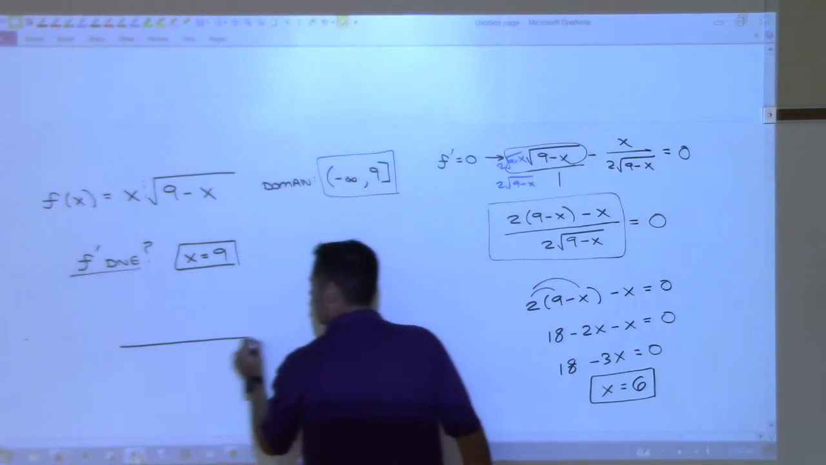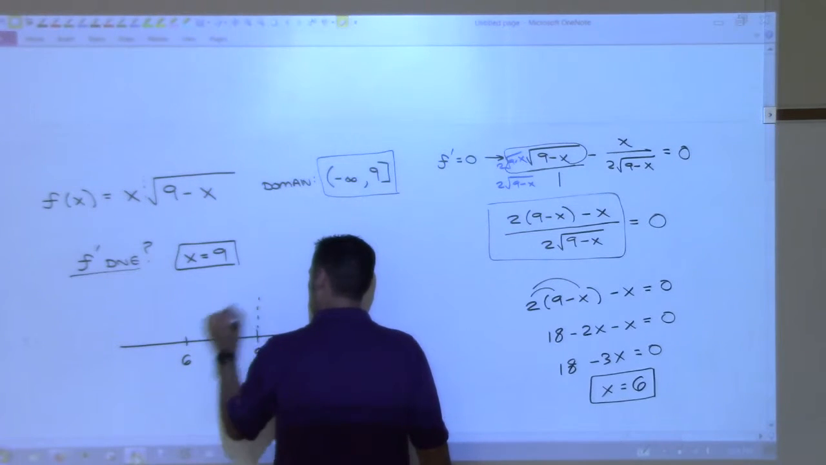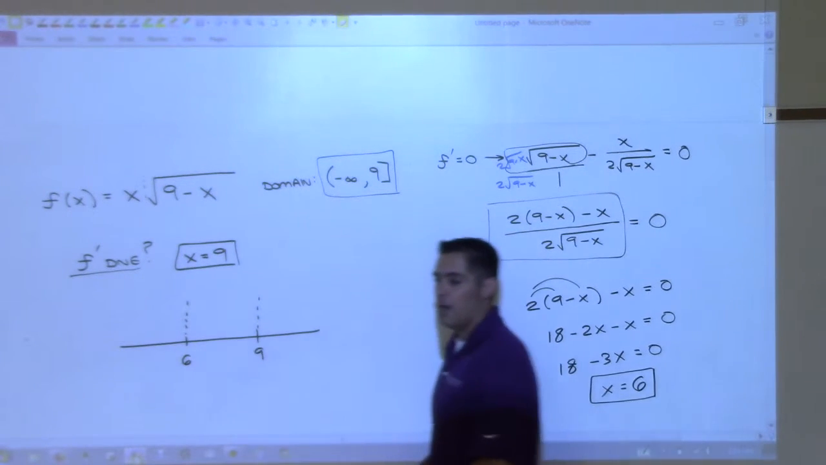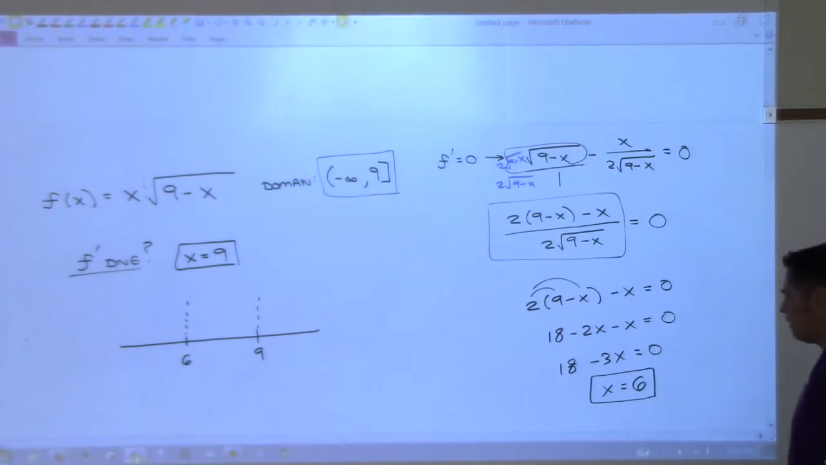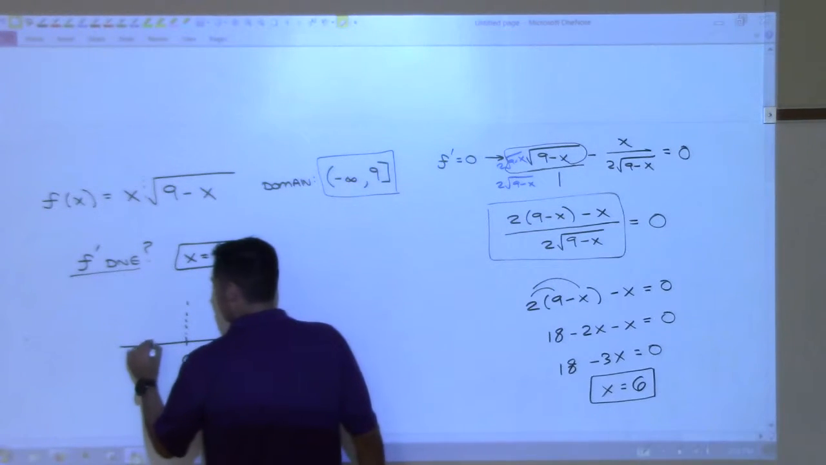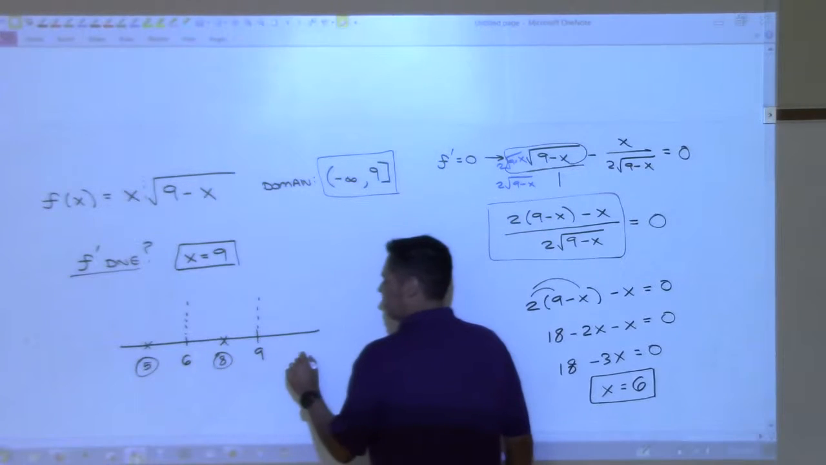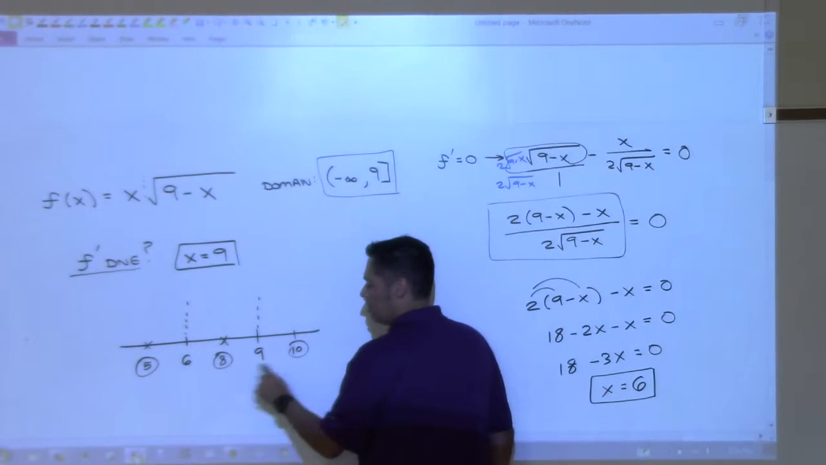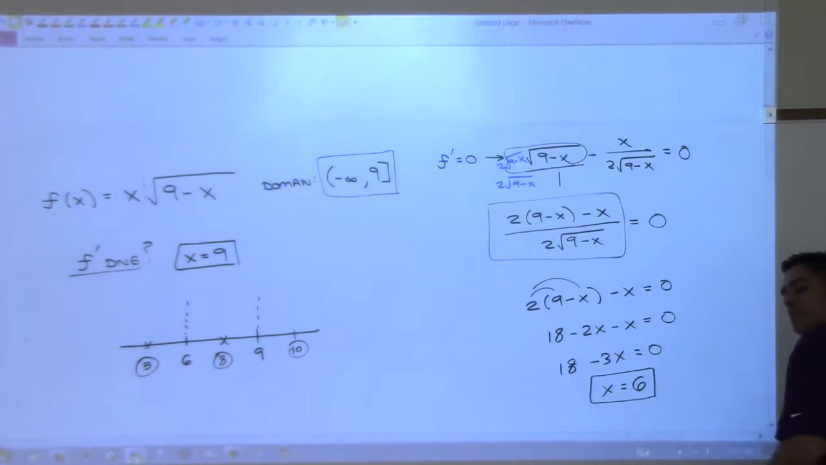Now I go to a number line. 6 here and 9 here. I'll help wake you up. What next? You've got to choose something to the left. Okay, so go ahead. What do you want? 5? And 8 and 10. Good. And what am I going to do with these? Into the derivative, right? Okay, so those are going to go into the derivative.